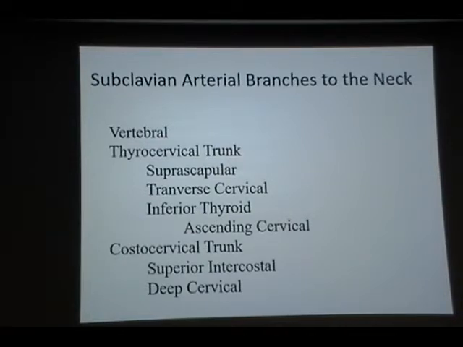And the next branch is really tiny, very hard to see, usually deep to the thyrocervical trunk, and it's called costocervical. What does costa refer to? Ribs. Okay. So this actually gives off the highest or superior intercostal artery between the first intercostal space, and it gives off a deep cervical artery, which also runs to these deep cervical muscles like longus colli. Okay, so these are the subclavian branches.